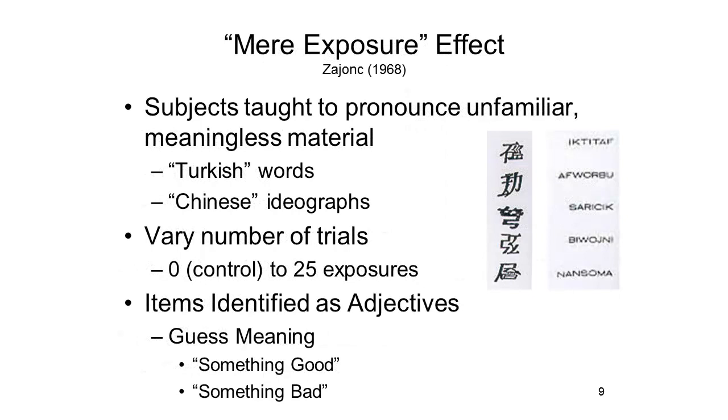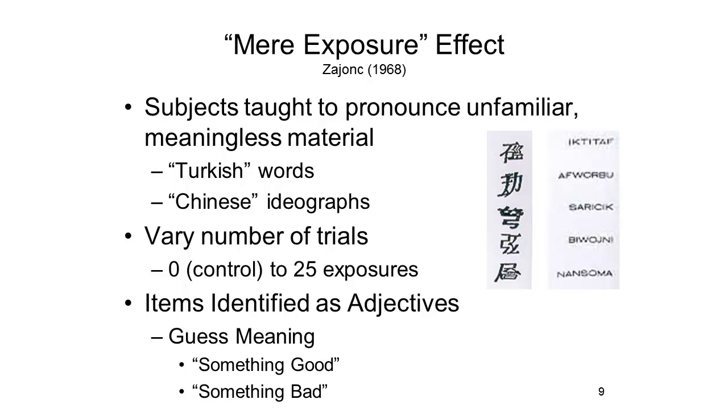The role of familiarity in evaluation and positive affect is dramatically illustrated by a series of studies performed by Robert Zajonc on what he called the mere exposure effect. In the first of these experiments, subjects recruited for an experiment on language learning were taught to pronounce unfamiliar, meaningless material that was presented to them as either Turkish words or Chinese ideographs. The words weren't really Turkish and the ideographs weren't really Chinese, but that's what they looked like and that's how they were presented to the subjects.